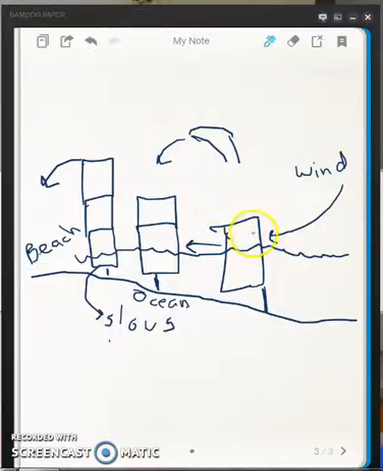So wind caused waves, and again, the main thing you want to focus on is that this is some sort of disturbance that is moving through the water. As it gets closer to the beach, it's going to build up to the point where it finally breaks. Right, so that's wind caused waves.